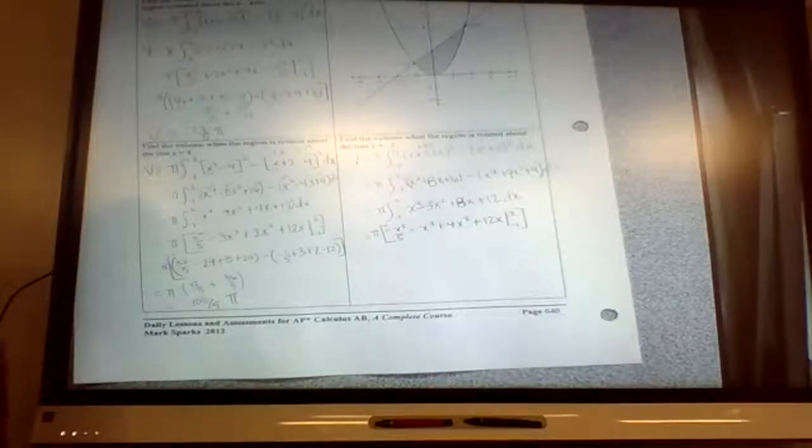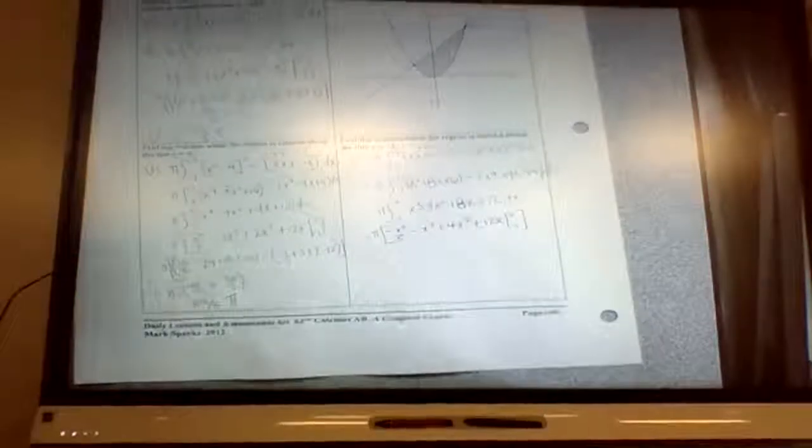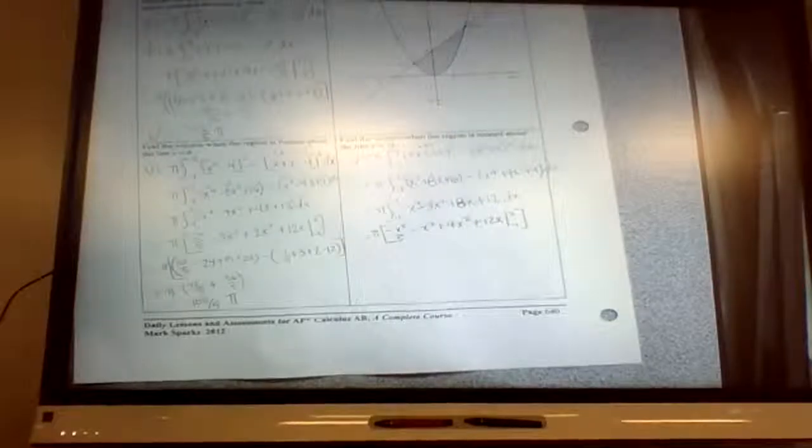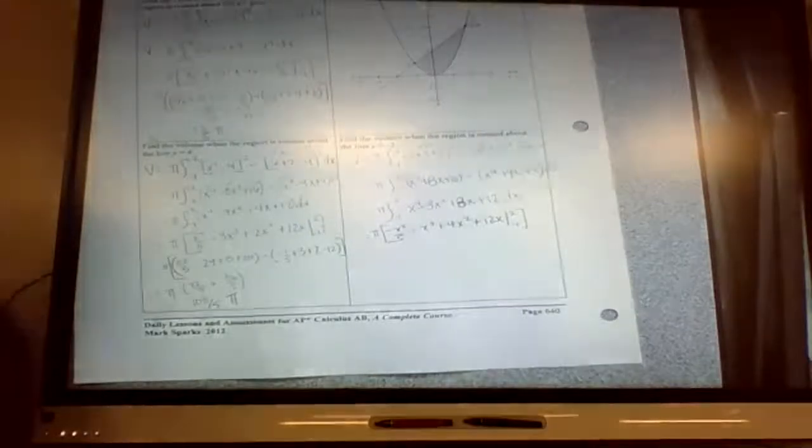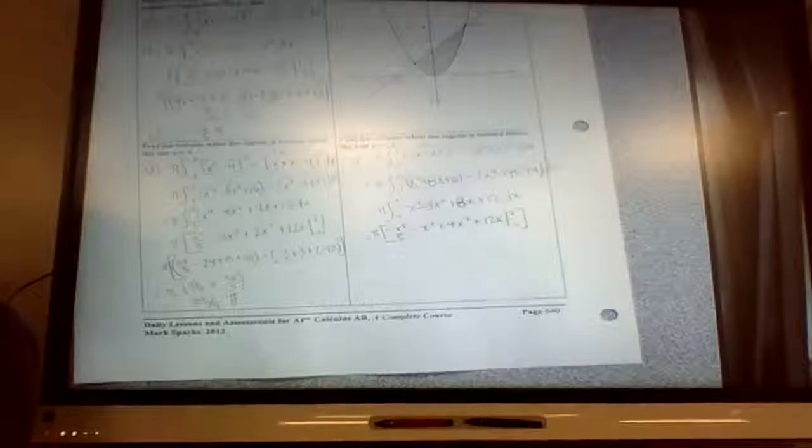It's making my eye twitch. Math is supposed to be the easy part. Not for me.